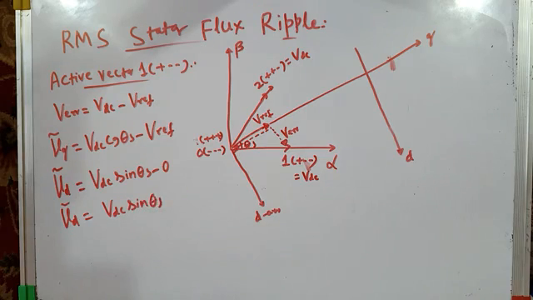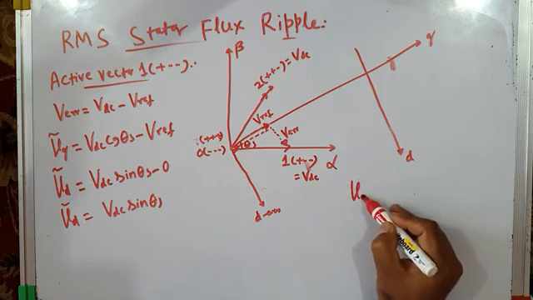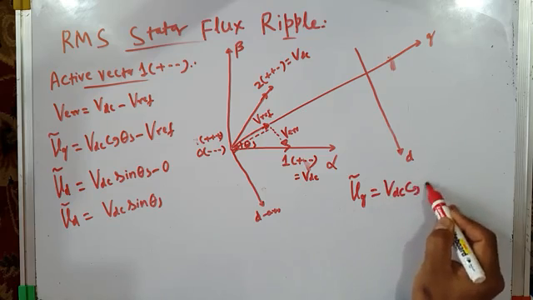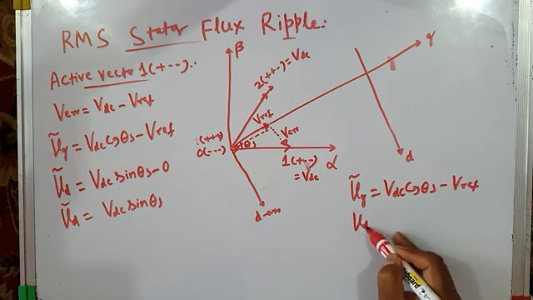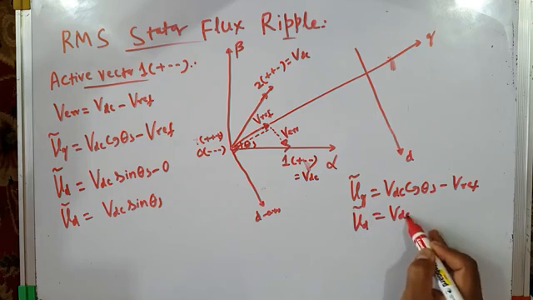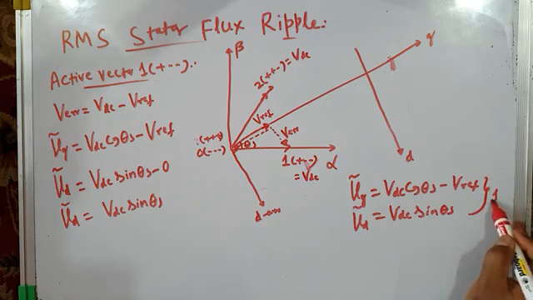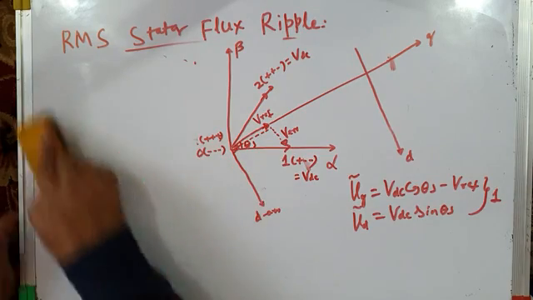So just remember it. Let me write it here. VQ tilde is equal to VDC cos theta s minus Vref, and Vd tilde is equal to VDC sine theta s. This is when active vector 1 is applied. Okay. Now let us see what happens when active vector 2 is applied.